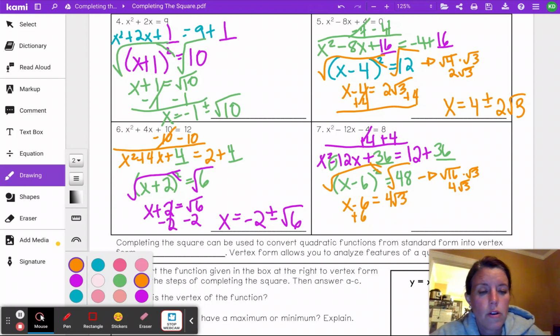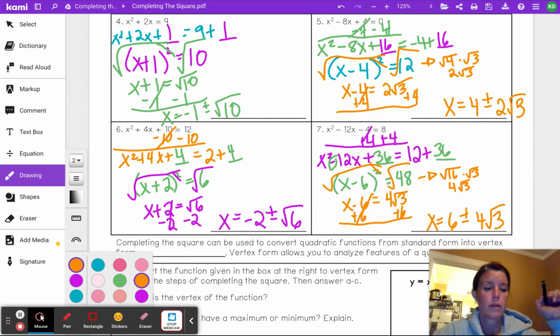So to solve, finish it out, add 6 to both sides. And our answer is x equals 6 plus or minus 4 square root of 3.